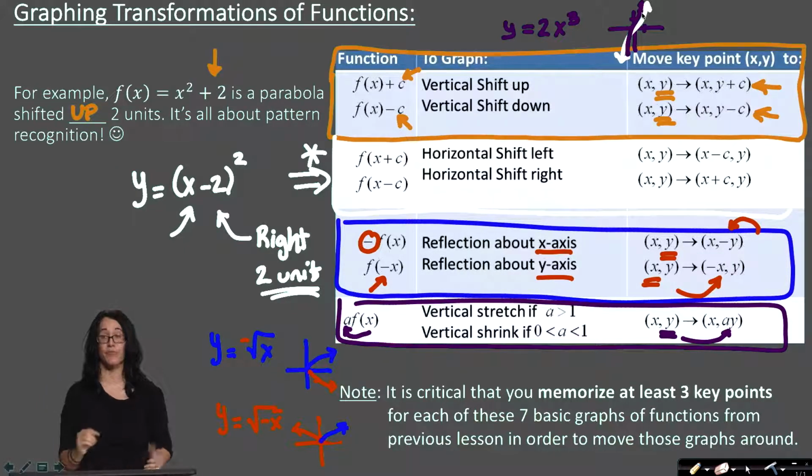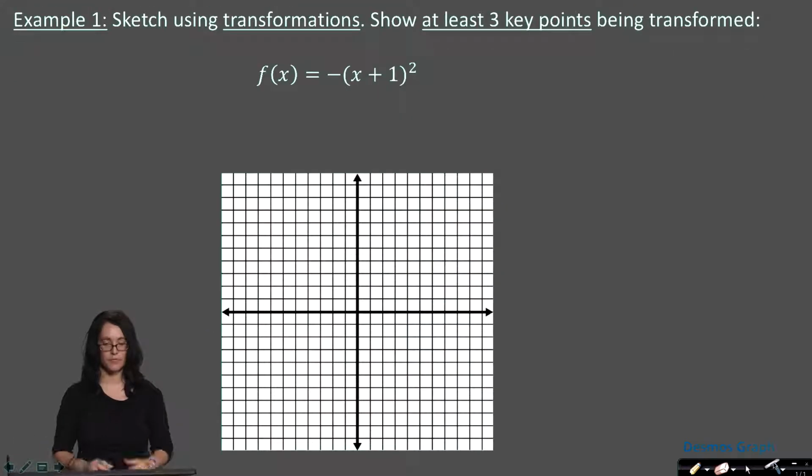Okay, so again, before you go into the examples with me, it's imperative that you memorize the 7 basic graphs from our previous section of videos. And once you're ready to remember those graphs and the key points, then you're ready to play with me. So let's get started, if you're ready, with our examples here. First example says, sketch using transformations, f of x equals negative, parentheses, x plus 1, close parentheses, to the second power. Show at least 3 key points being transformed.